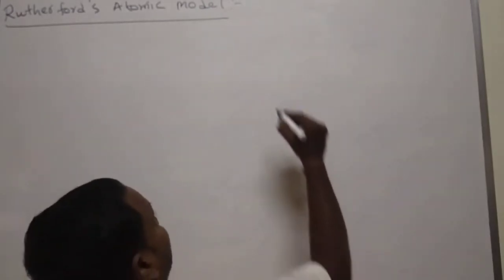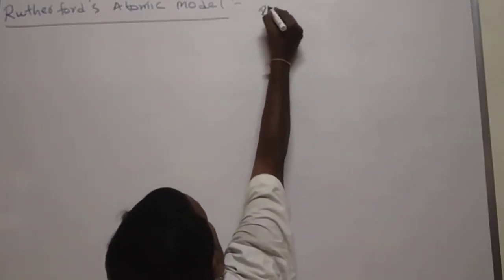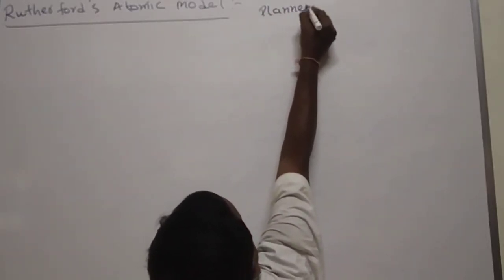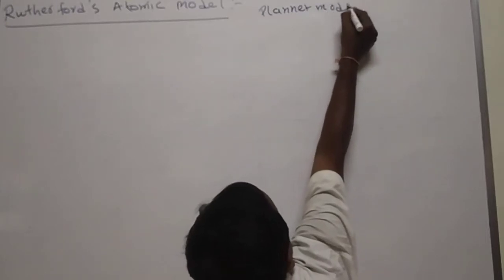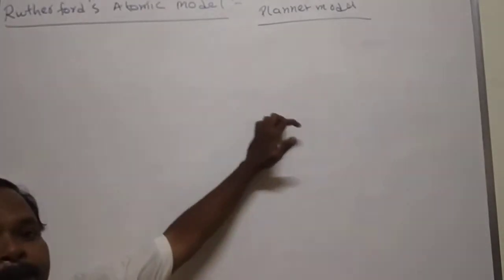The Rutherford atomic model appeared like a planet model. This is what we call the planet model. The sun is at the center, and all the planets revolve around the sun. This atomic model appeared like a planet system. That's why this is also called the planet model.